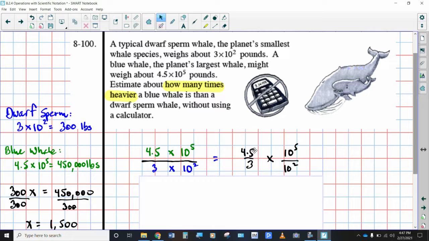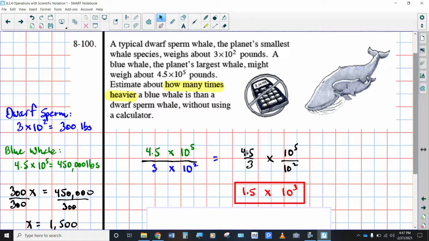Now 4.5 divided by 3, some of you could probably figure out what that is. 45 divided by 3 is 15, so 4.5 divided by 3 is going to be 1.5. Then 10 to the fifth divided by 10 to the second: we learned in our previous lesson that when you divide those, you take 5 minus 2, and you get 3. And so this ends up being 1.5 times 10 to the third power. No, that's not pounds, that's the number of times, so we're just going to leave it as a number.